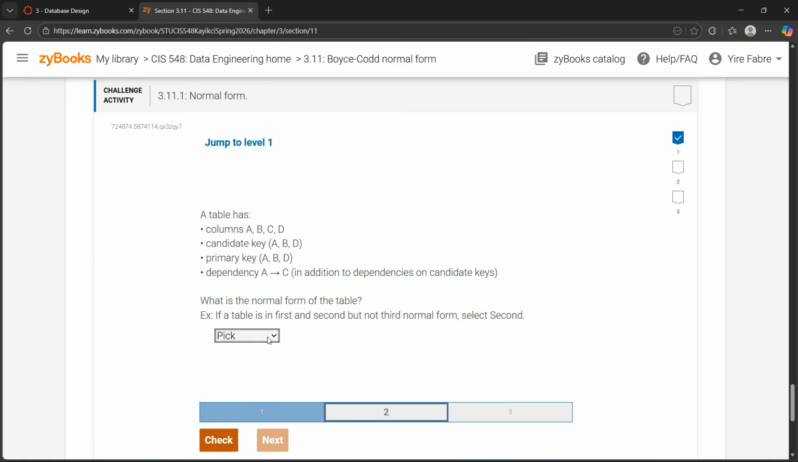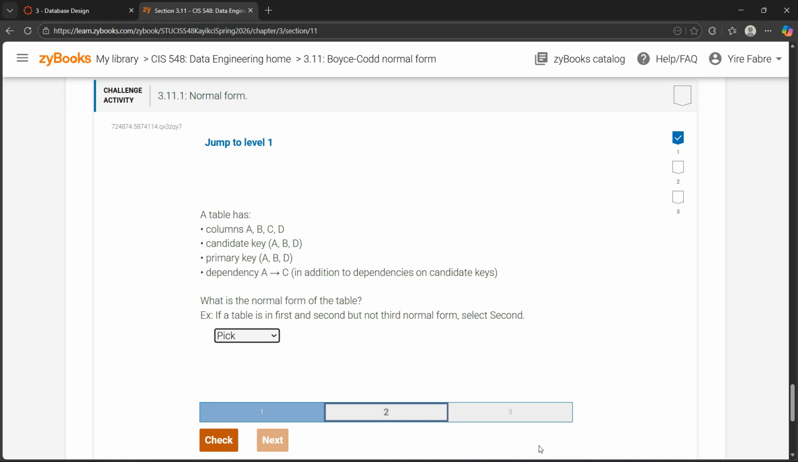For example, if a table is in first and second but not third normal form, select second. Alright, so let's look in detail at what we've been asked so that we can come up with the right explanation.